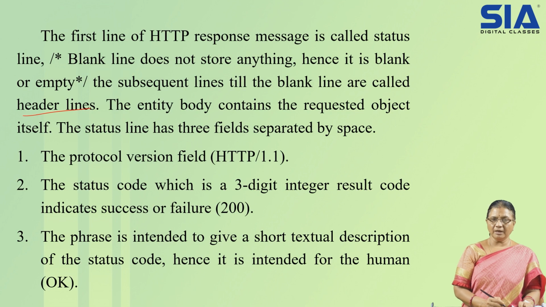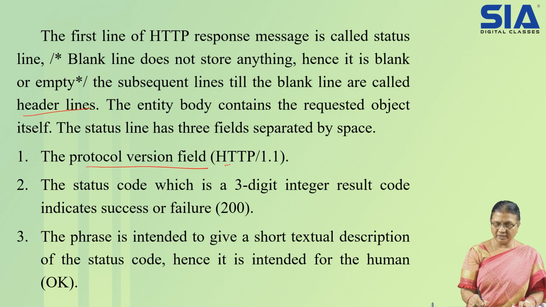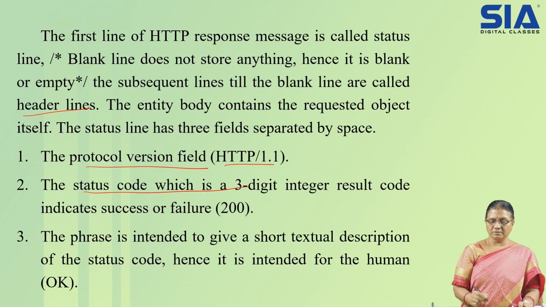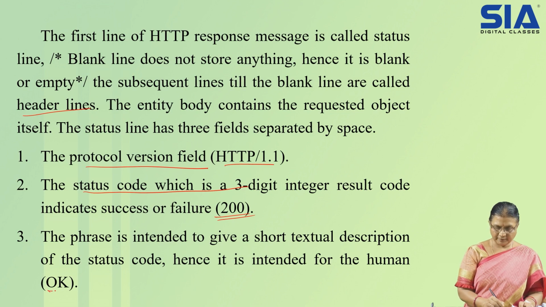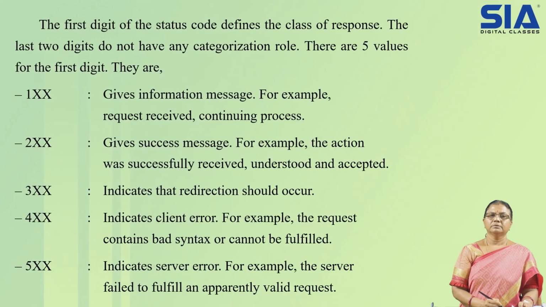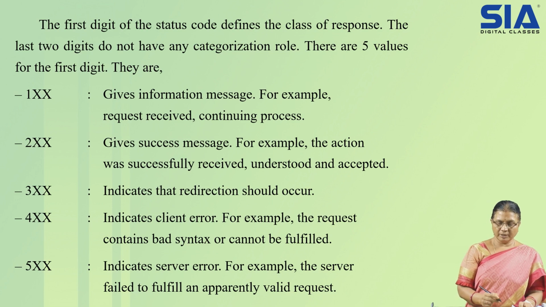Then the three fields of the status line are the protocol version field, HTTP, then the status code, which is a 3-digit integer. An example is given. Then the phrase is intended to give a short textual description of the status, like OK. The first digit of the status code defines the class of response. The other two digits do not have any categorization role. There are 5 values for the first digit.